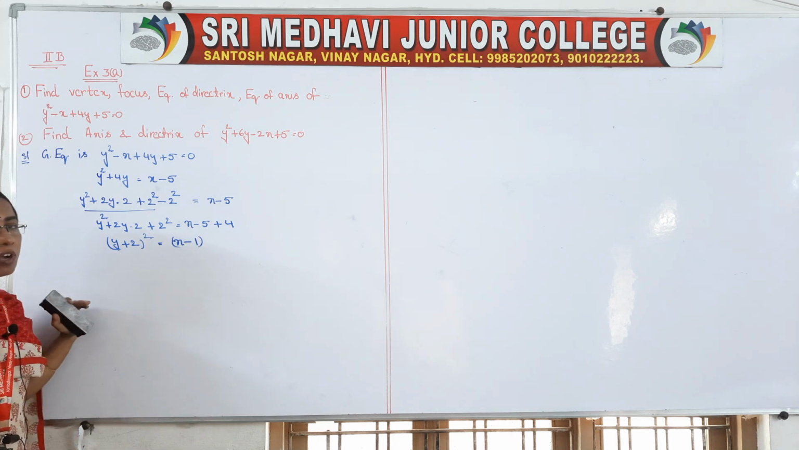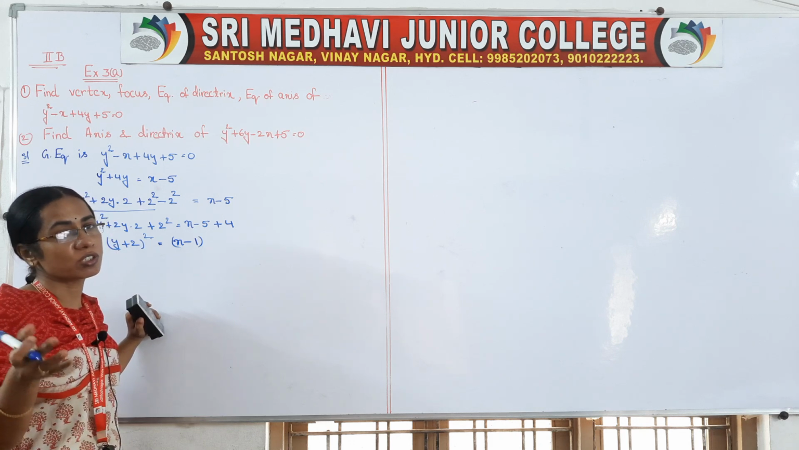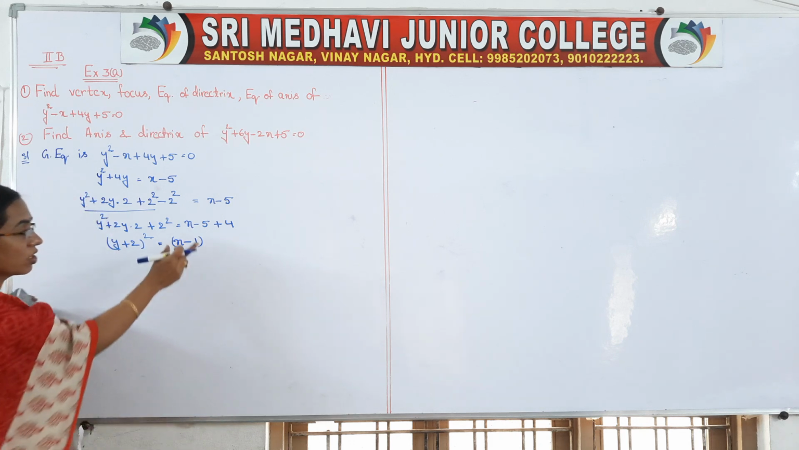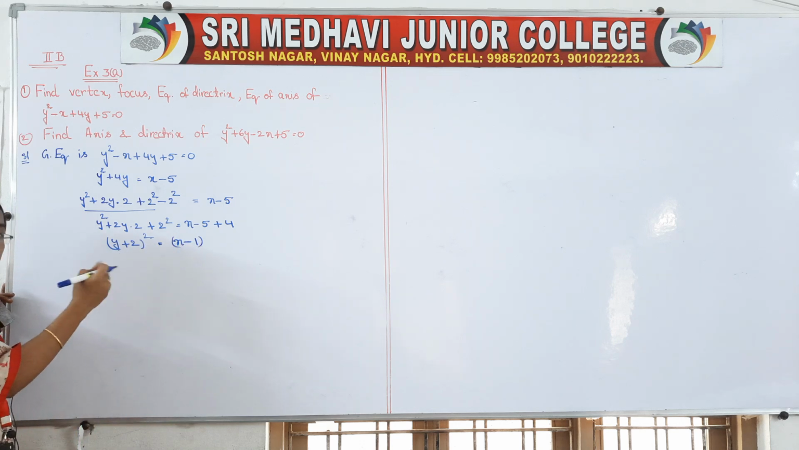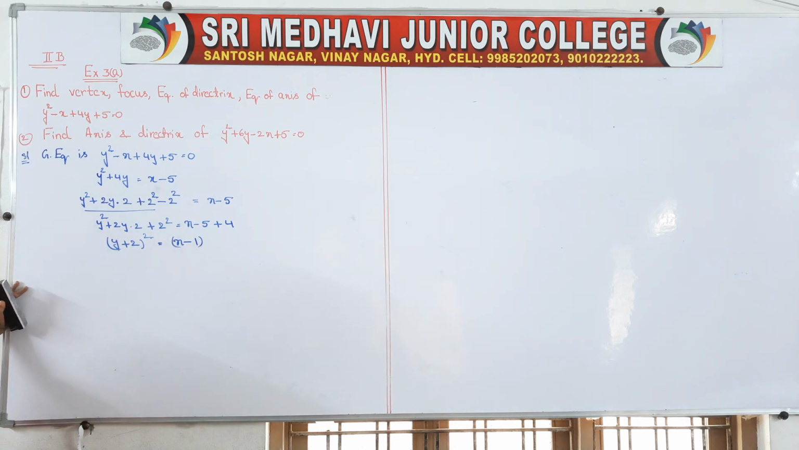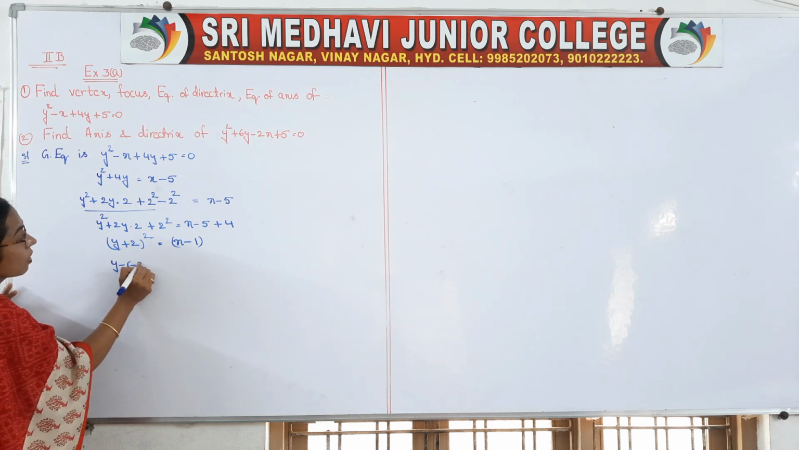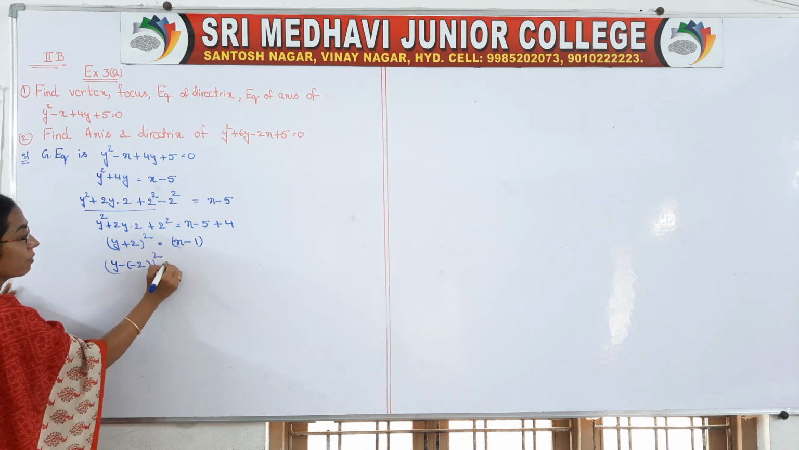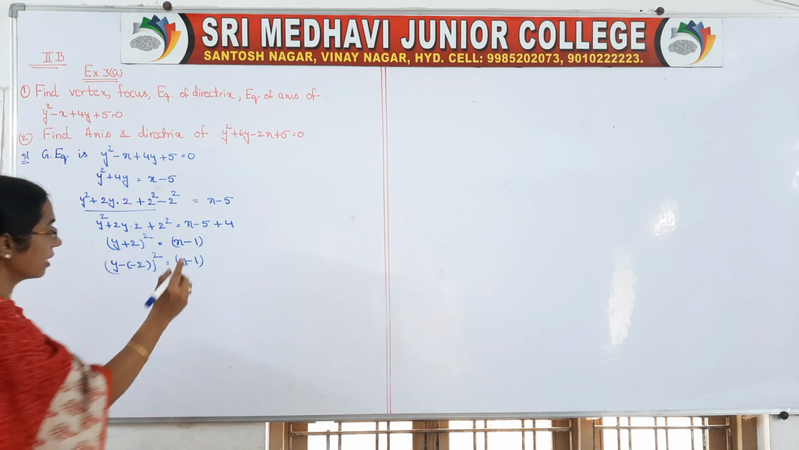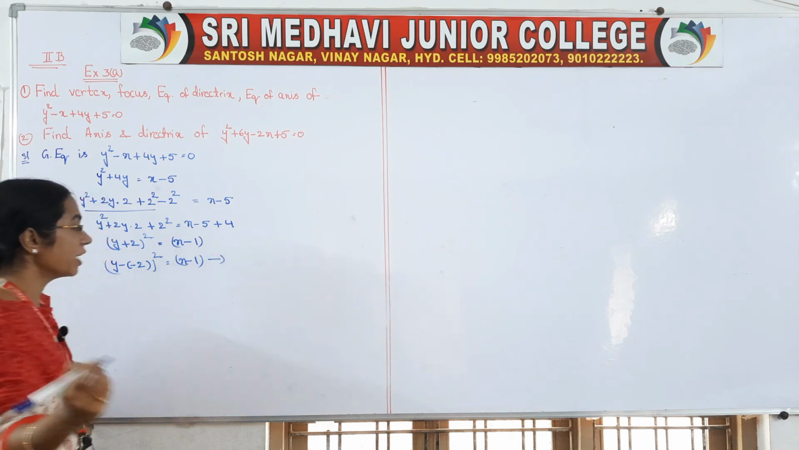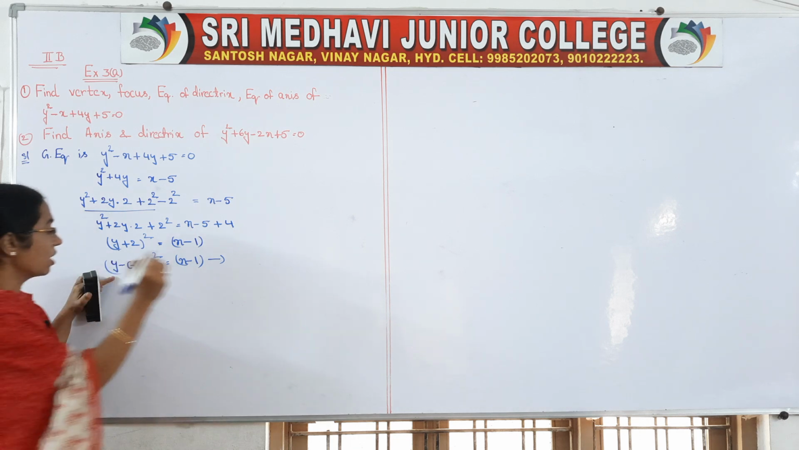So it should be in the form of all our formulas, y minus k whole square is equal to something into x minus h. This is no problem, it is the x minus h form, but this is y plus something, but we want y minus k whole square. So we can write this plus as minus of minus. Can we write? Definitely we can write. So now your question is purely in your form, right? Which form?